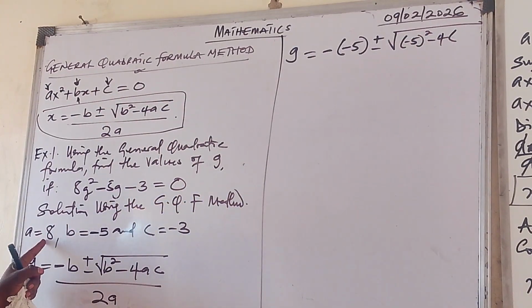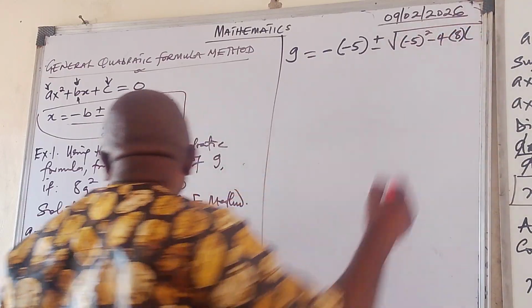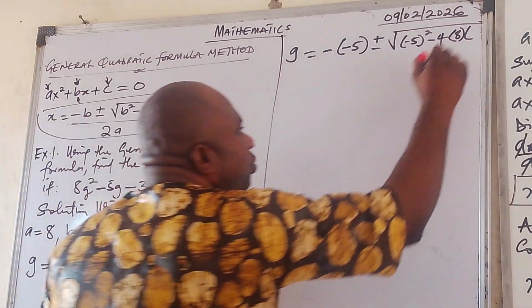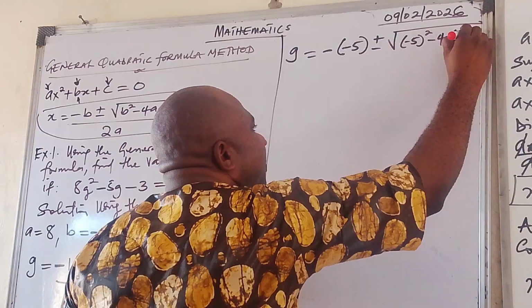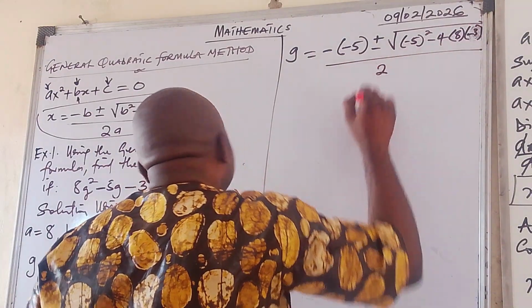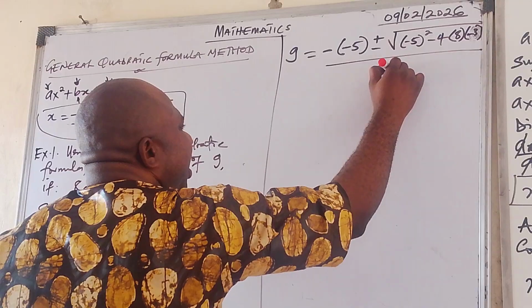The value of our a is 8, so you put 8 there. The value of our c is minus 3. Look at this c. And c is minus 3, so you put it there. Minus 3. Please take notes. Now, all over 2a. The value of our a is 8, so it will be 2 times 8.